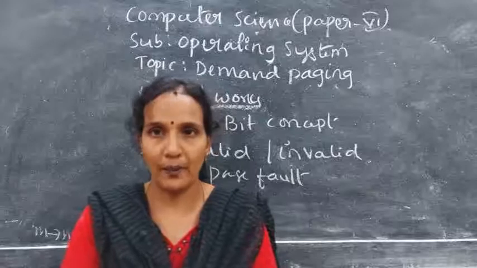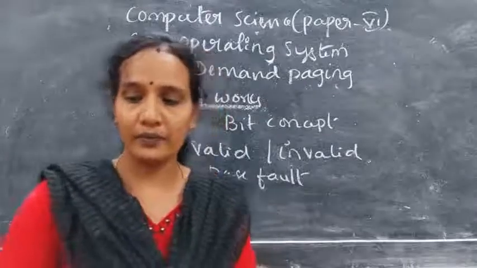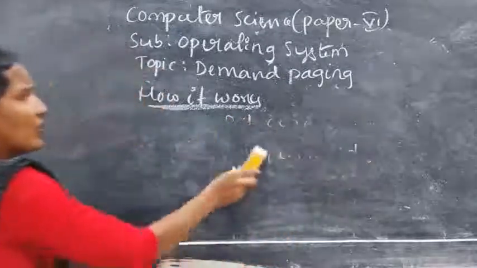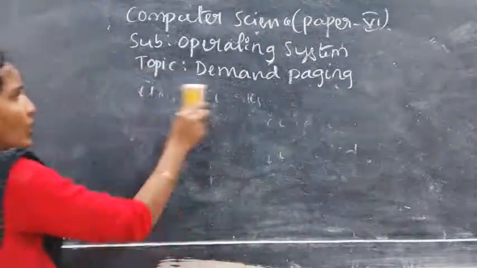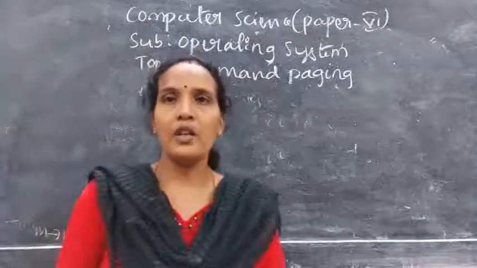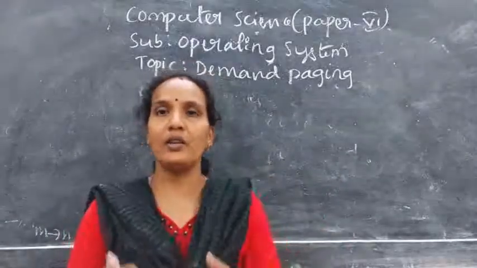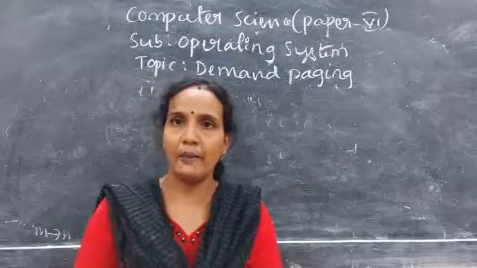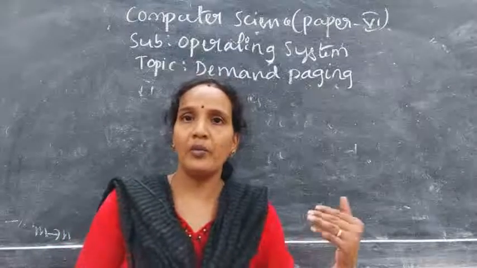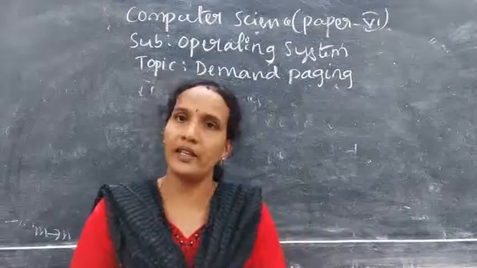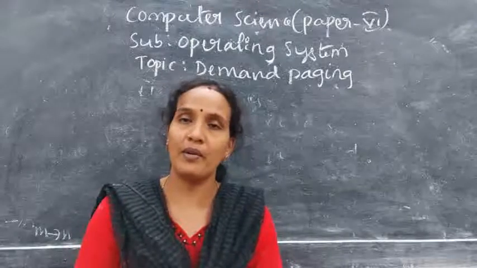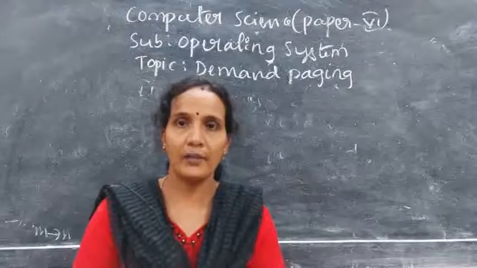Understood? Demand paging. And using demand paging, we have a number of advantages. Only the required pages are loaded, the remaining pages are in the secondary memory only. So in that way, you can utilize the CPU time efficiently. And multiprogramming, whatever advantages you have in virtual memory, all the advantages you will get in demand paging also. But in virtual memory, we also have disadvantages.